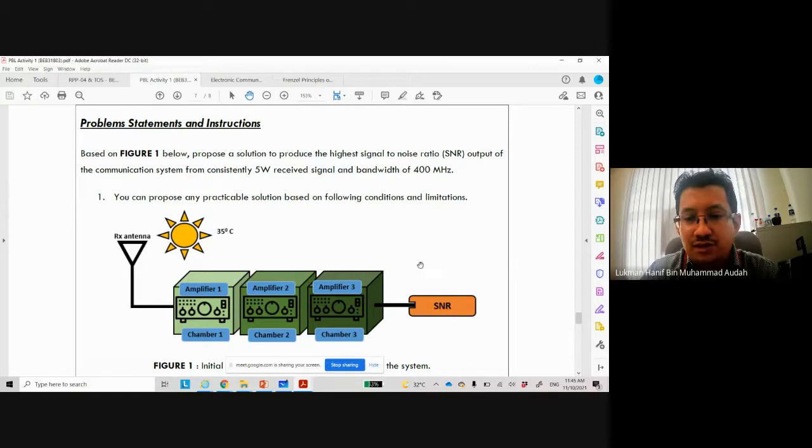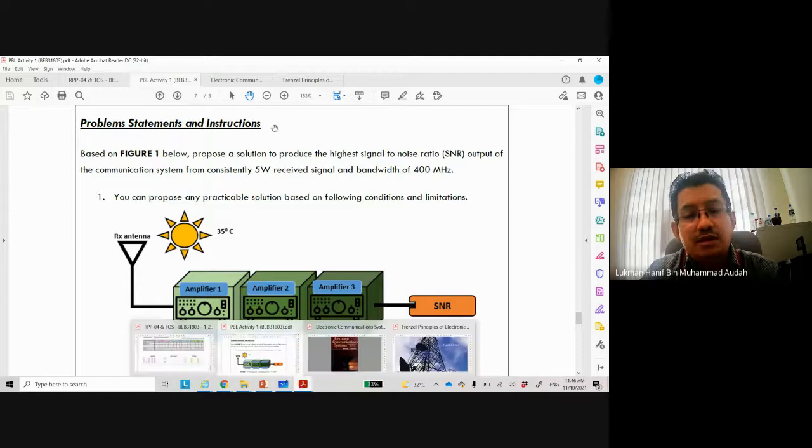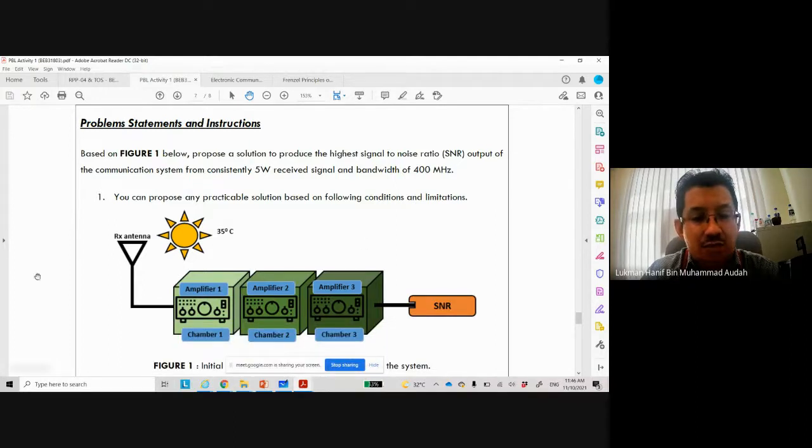Okay, output di sini. Okay, dan dia punya bandwidth for this system is 400 MHz. Okay, 400 MHz for the bandwidth. Okay, so Pin input power sini adalah 5 watt. Sistem ini mempunyai bandwidth, bandwidth untuk sistem ini adalah 400 MHz.